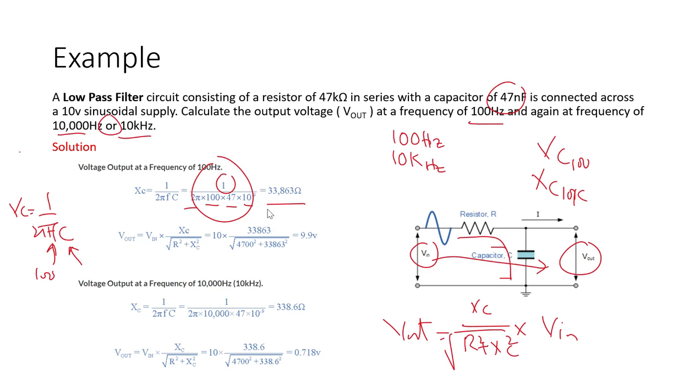Now we can calculate our V out. So V out would be 10 volts multiplied by XC divided by the square root of resistance square plus XC square. So resistance is 47K. So it is not 47K. This is 4.7K as we see in here.